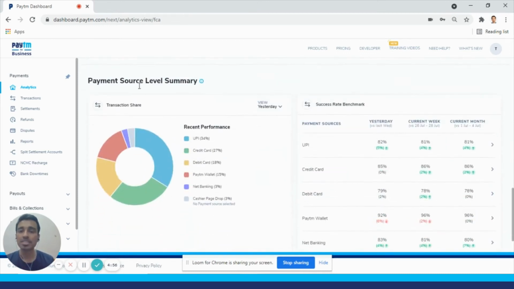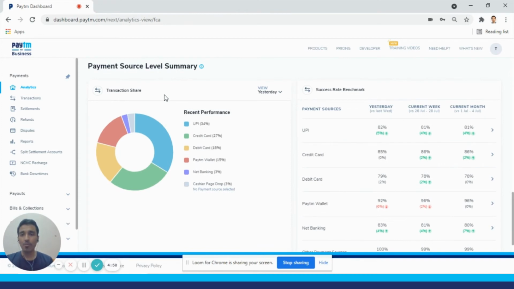payment source level summary. Now, payment source level summary will help you know which particular pay mode or payment source is the most important payment source for me in terms of transaction share. And if you look at this particular merchant, UPI is the most important payment source for this merchant.